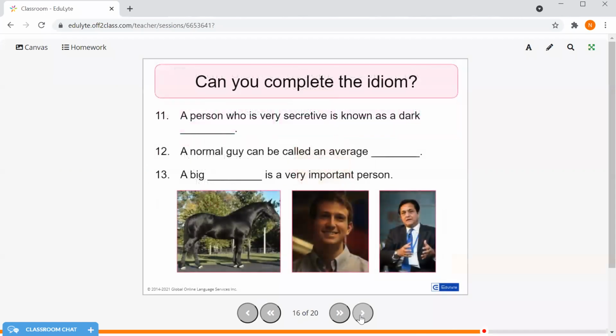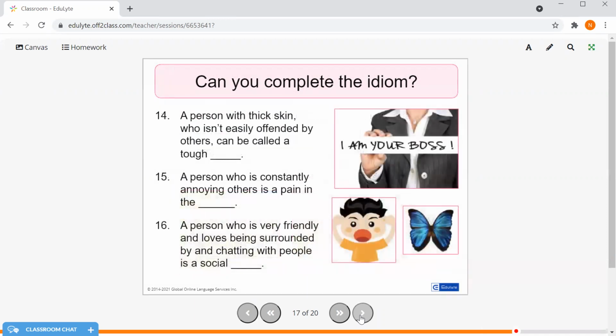Can you complete the idiom? A person who is very secretive is known as a dark horse. A normal guy can be called an average Joe. A big cheese is a very important person. A person with thick skin who isn't easily offended by others can be called a tough cookie. A person who is constantly annoying others is a pain in the neck. A person who is very friendly and loves being surrounded by and chatting with people is a social butterfly.